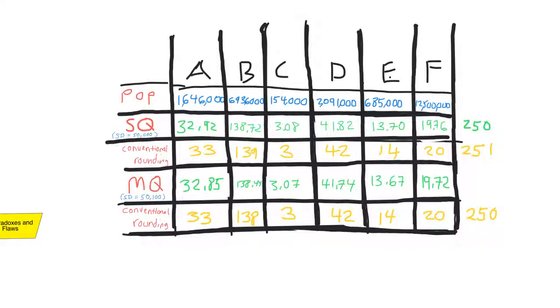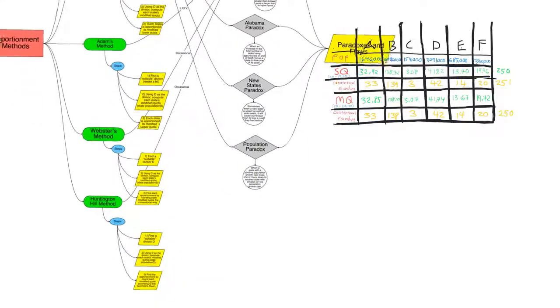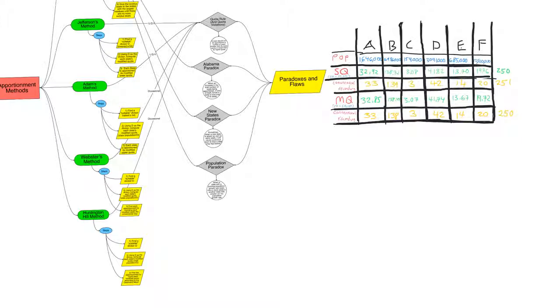Let's take a look at the flowchart to see what the problems are with the Webster method. So when we look at the flowchart at the Webster method, we see that the Webster method violates occasionally the quota rule. Okay, so it occasionally violates the quota rule, and it could violate it in such a way that would result in either an upper or a lower quota violation. Okay, so that's worth memorizing.